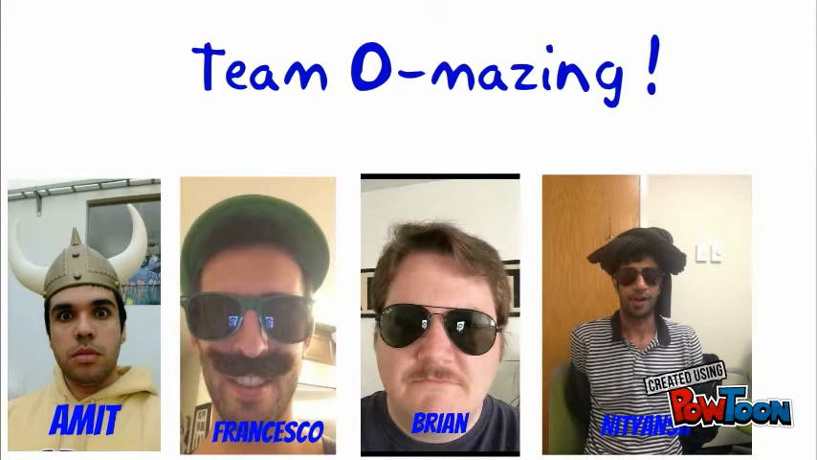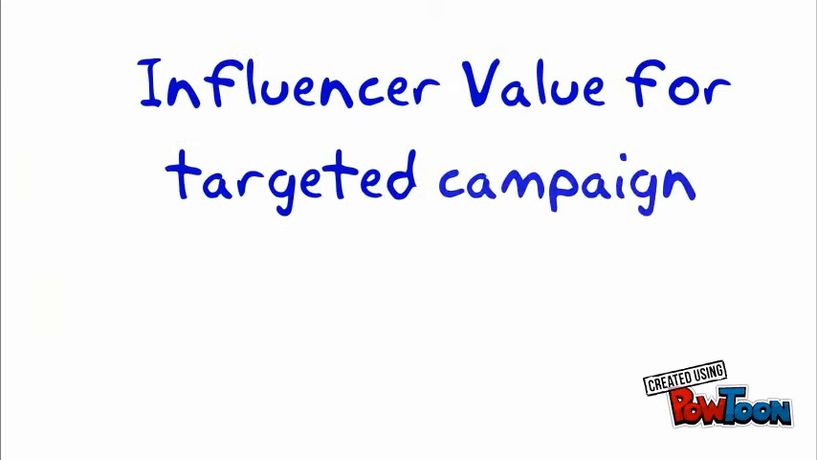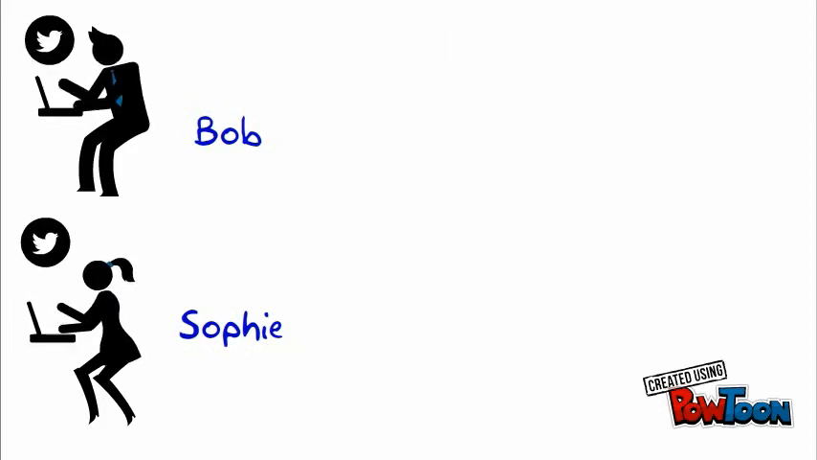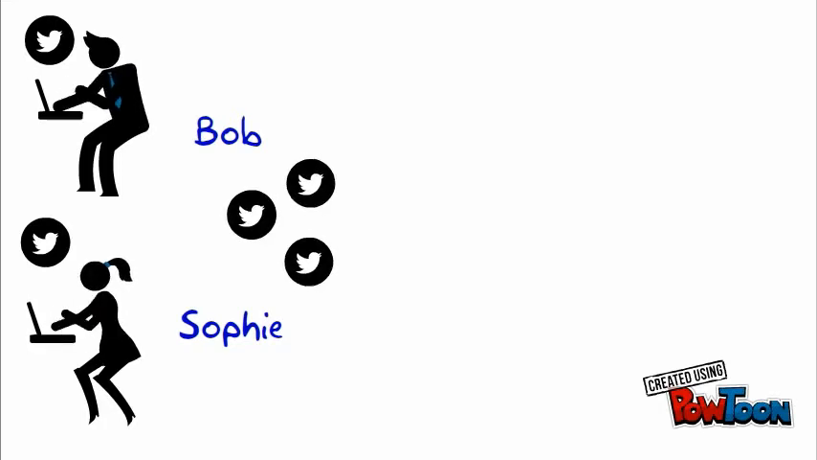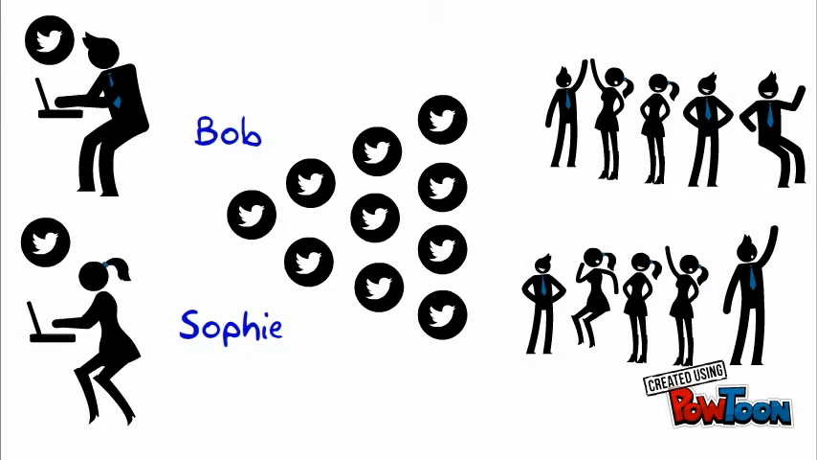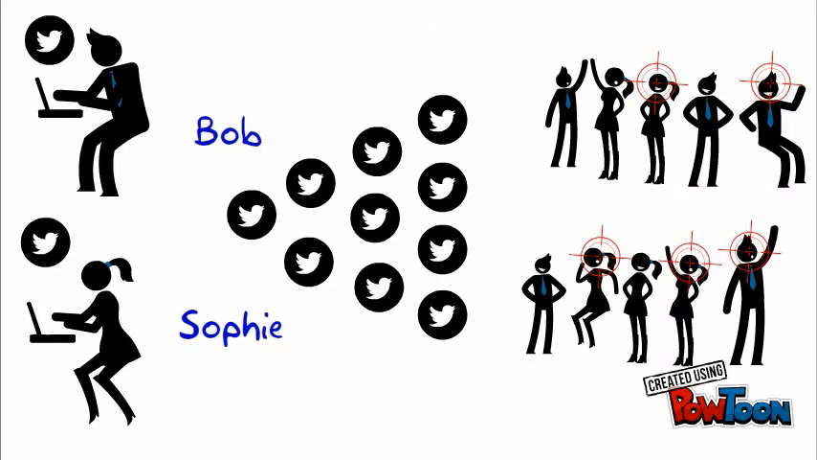And what we're here today to talk to you about is the influencer value for a targeted marketing campaign. Let's say you have two influencers, Bob and Sophie. Current methods quantify their number of followers, Bob and Sophie's distribution in the network, but they don't go so far as to say how much of their network consists of followers that are part of the target market. And that's what we do in three parts.